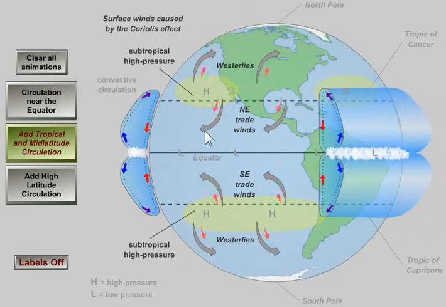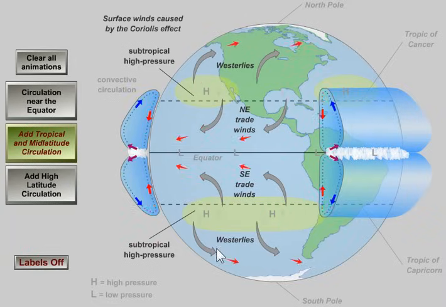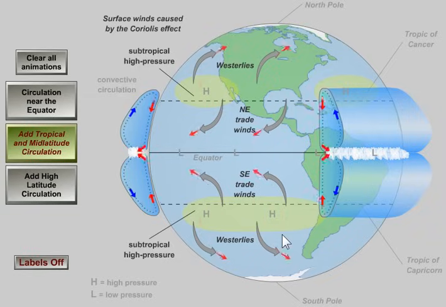The winds curve to the right of their path, north of the equator. They curve to the left of their path, south of the equator, and they end up flowing from east to west or from west to east.